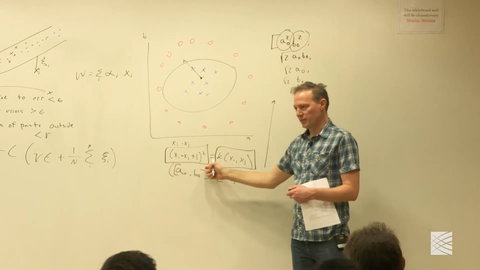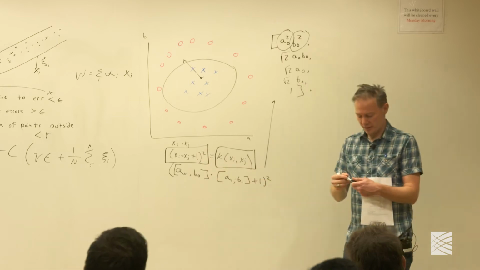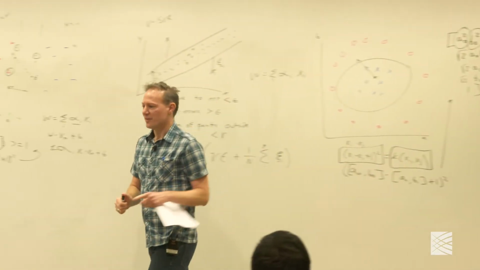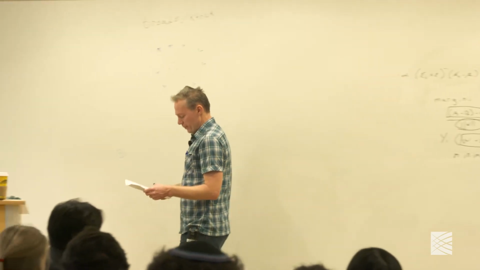This is called the polynomial kernel with order 2. It's a pretty common choice.